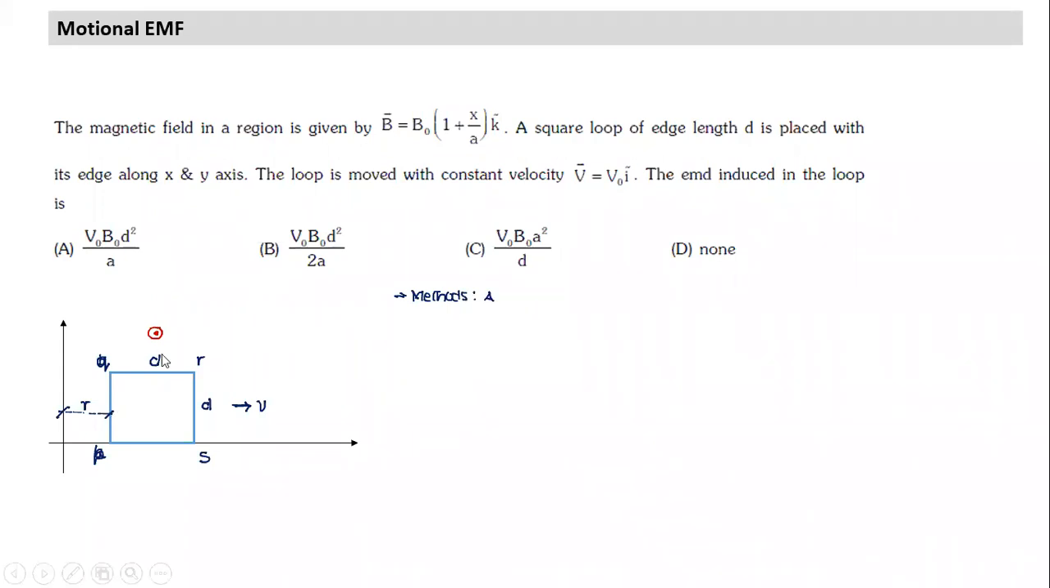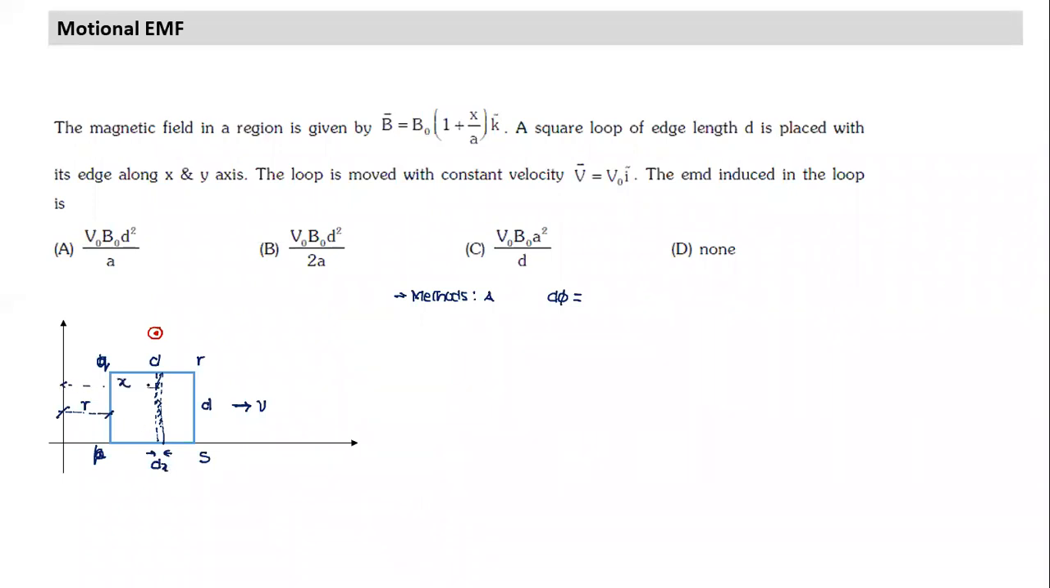Since the magnetic field is changing with the X coordinate, the first way of calculation would be to calculate the flux through this loop. How would I calculate flux? Since the magnetic field changes with X, I need to take a narrow strip here so that the change in X becomes negligible. So I take a narrow strip here and calculate d phi. What will d phi be equal to? d phi at a distance X, where this width is dx.